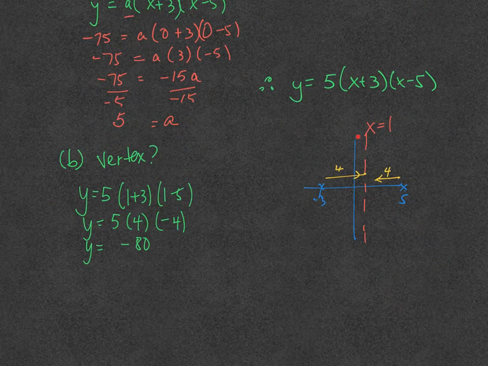I substitute x equals 1 into the equation here that we determined before. So I get 1 plus 3, 1 minus 5. 5 times 4 times -4, so y equals -80. Therefore, the vertex is on the axis of symmetry at -80.